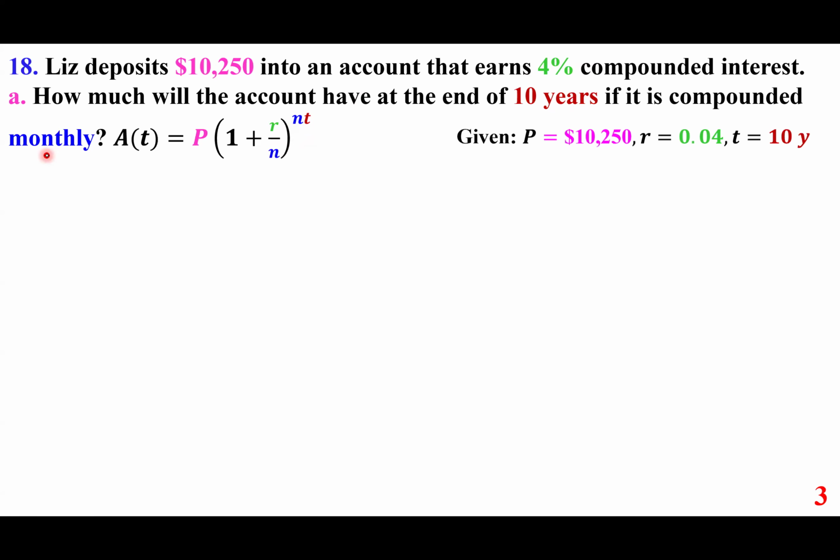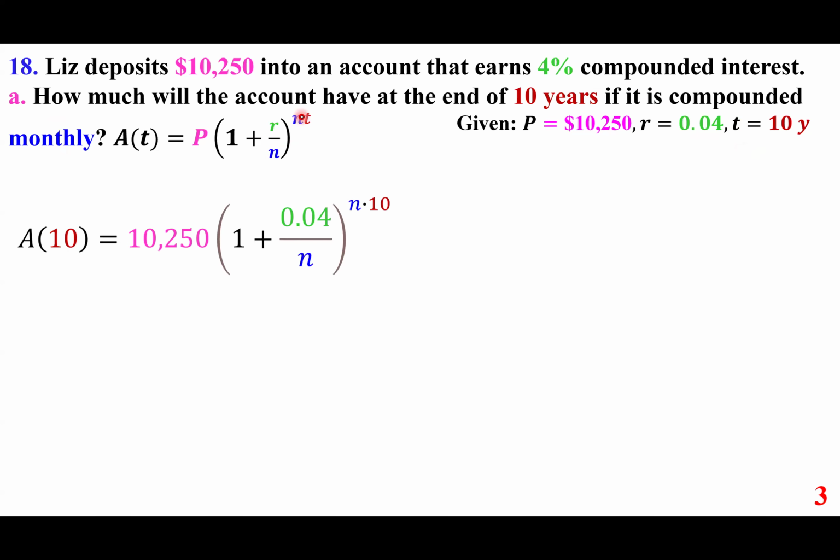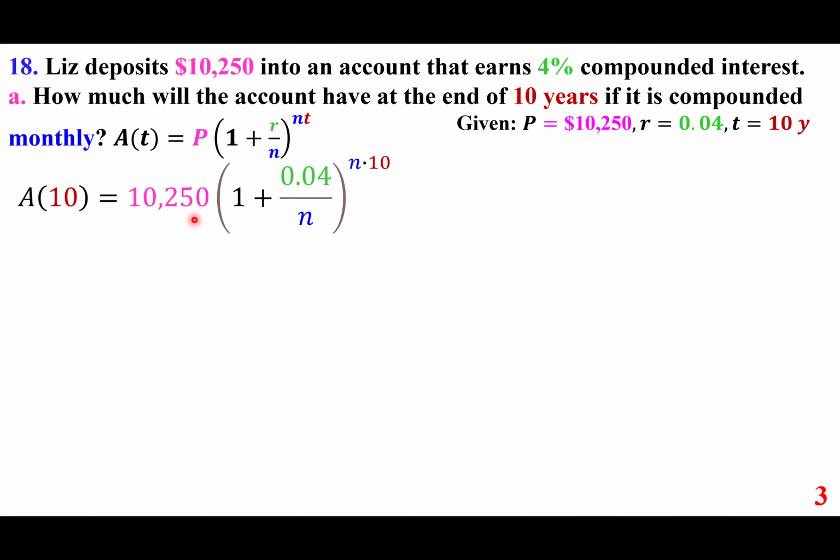So we write the given. P is $10,250. R is 4%. T is 10 years. And now, because it says monthly, we should know n is 12. But for now, let's plug in everything we have, ignoring the n and just keeping the n intact. So 10,250 times (1 plus 0.04 over n) to the power of n times 10. So this is a general case when the time is 10.